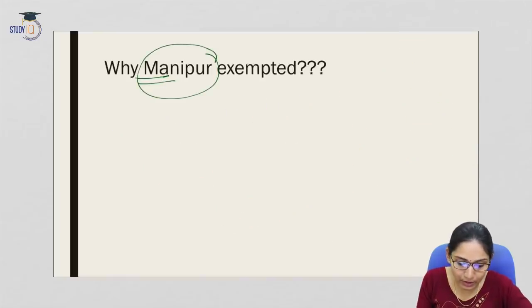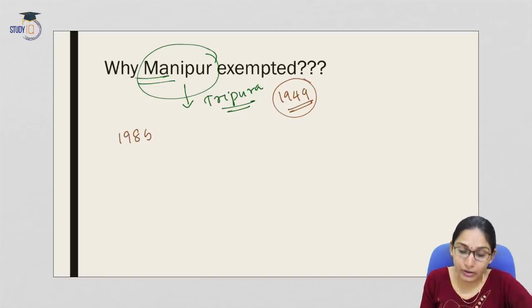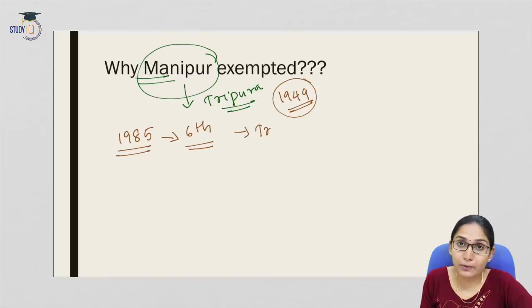Now let us come to the reason why Manipur is not exempted. Like Tripura, Manipur was a princely state, and both of them joined the Indian Union in the year 1949. So Tripura and Manipur joined the Indian Union in 1949, and only from 1985 was the 6th Schedule implemented in Tripura's tribal areas.